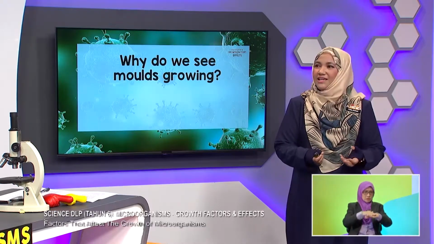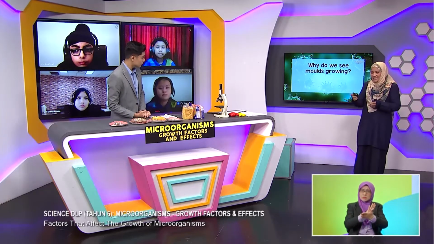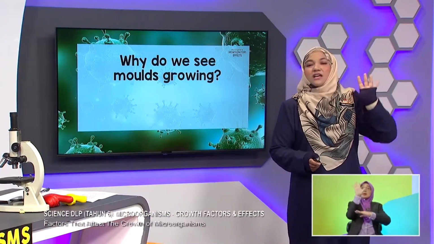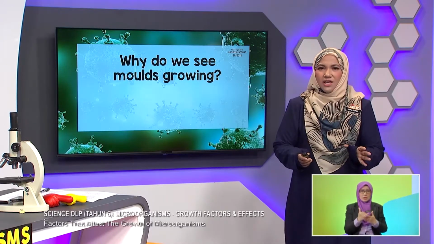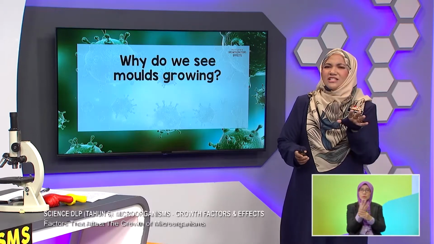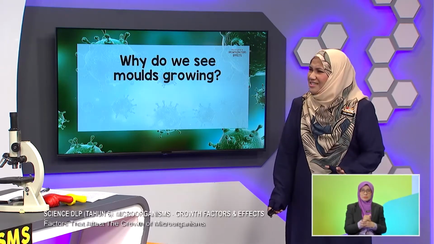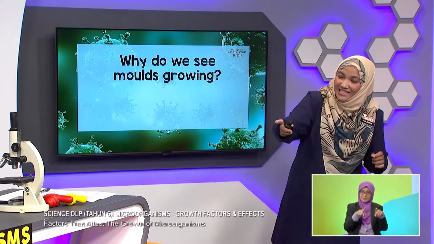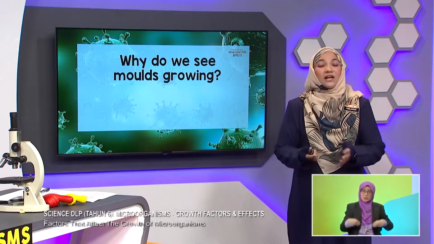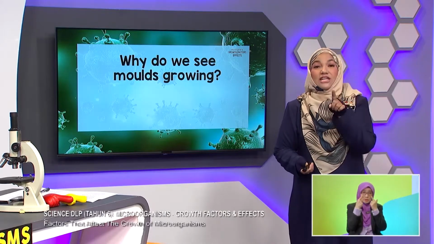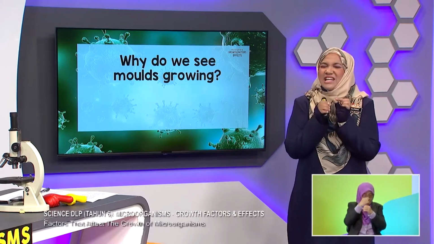And I also see it on leather items, teacher. Yes, leather items and also ceilings which have water on it. So why do these microorganisms grow? Wait, I thought microorganisms cannot be seen with our naked eyes. So how come we can see it growing on the mango, on the ceiling, on the leather products? Well, it's because one unit of microorganism is really small.